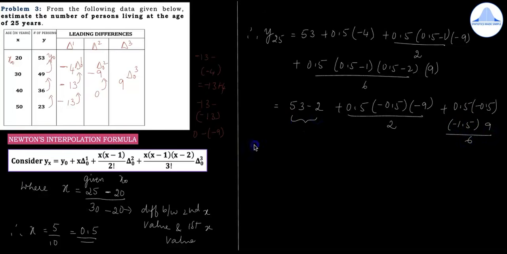So you can subtract this, so you will get 51. Then minus into minus is plus, plus into plus is plus. So 0.5 into 0.5 into 9 divided by 2 is 1.125. Then minus into minus is plus, plus into plus is plus. So 0.5 into 0.5 into 1.5 into 9 divided by 6 gives us 0.5625. So therefore we get y25 is equal to 52.6875.